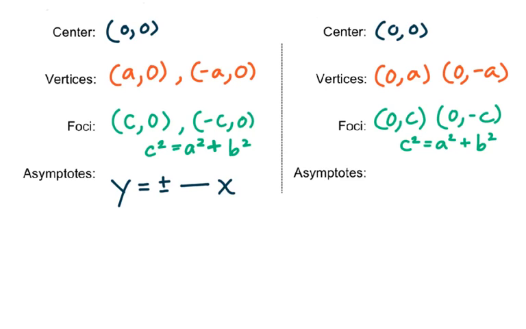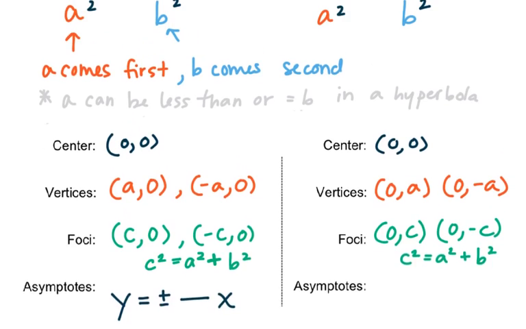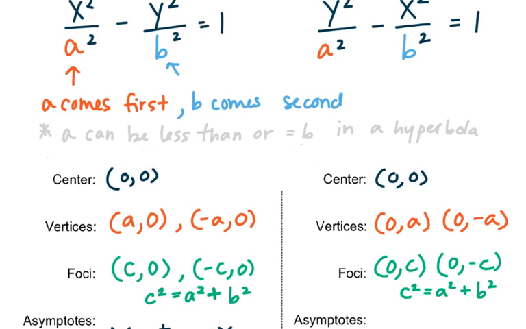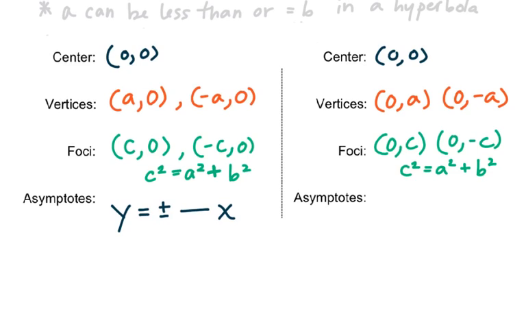Now the slope for a horizontal transverse axis is going to be b over a. Think about what you know about slope. When you say slope, we say rise over run, or change in y over change in x. Notice the b value is under y and the a value is under x. So we'll say b over a. So we'll get two lines: y equals b over a x and y equals negative b over a x.